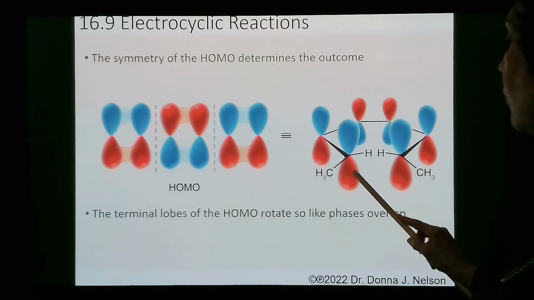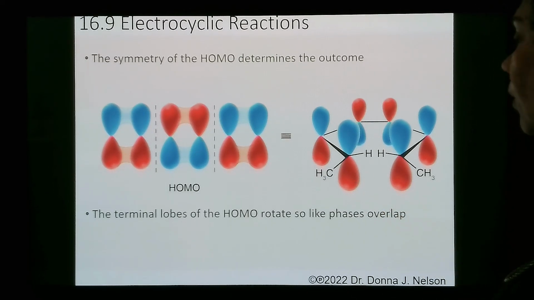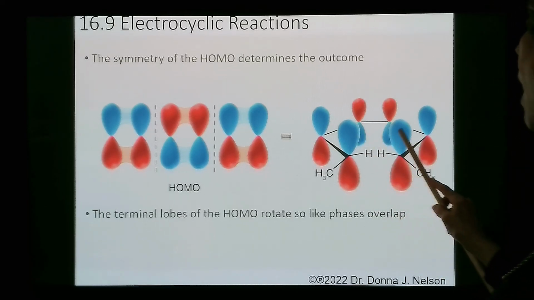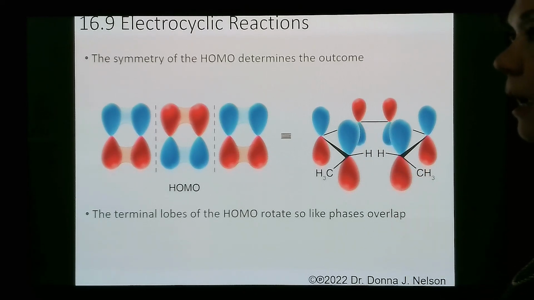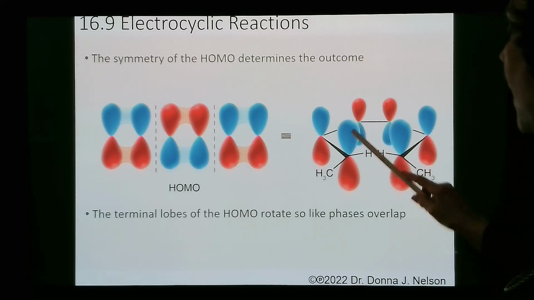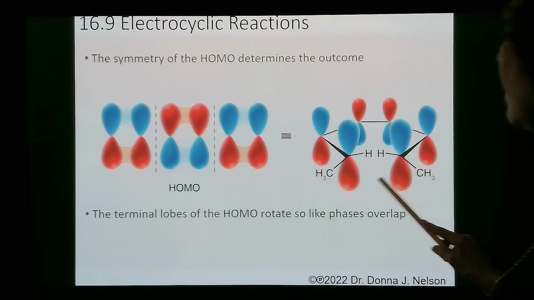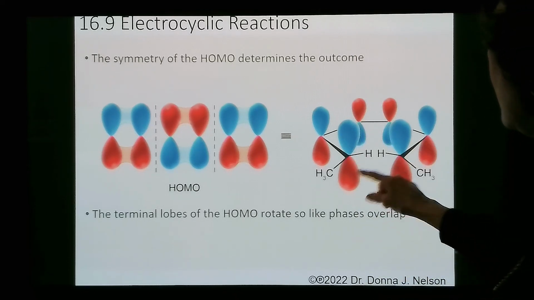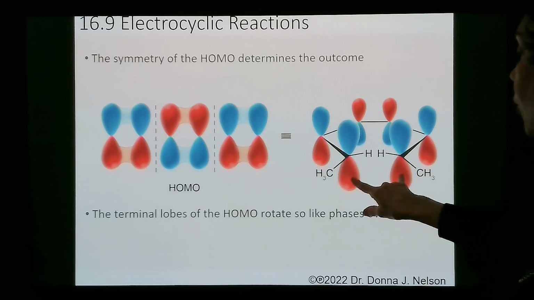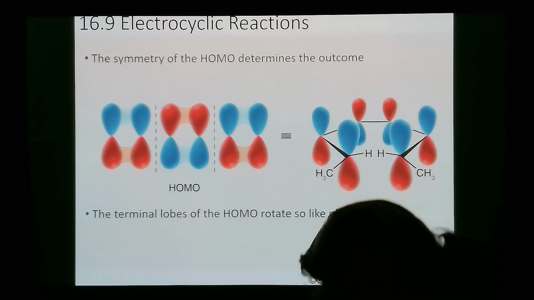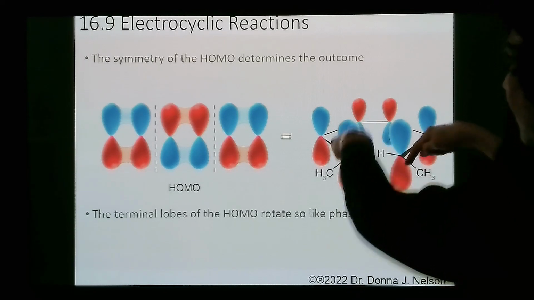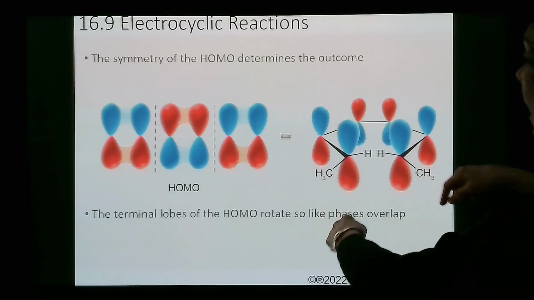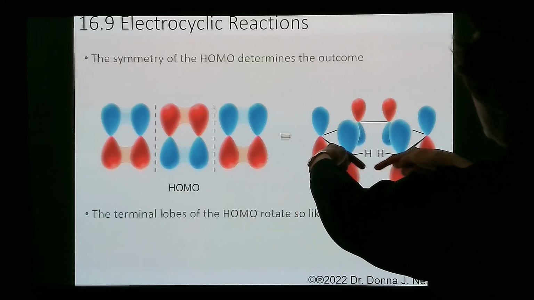So either you are going to have the bottom 2 lobes overlapping because they are of the same sign, you can see, or the top 2 lobes of the pi system will overlap. So it will be either the bottom or the top. And so you'll have to have rotation here in order to have these 2 lobes point at each other and form a new sigma bond. So they're going to have to rotate down and point at each other and form a new sigma bond, or they're going to have to rotate up.